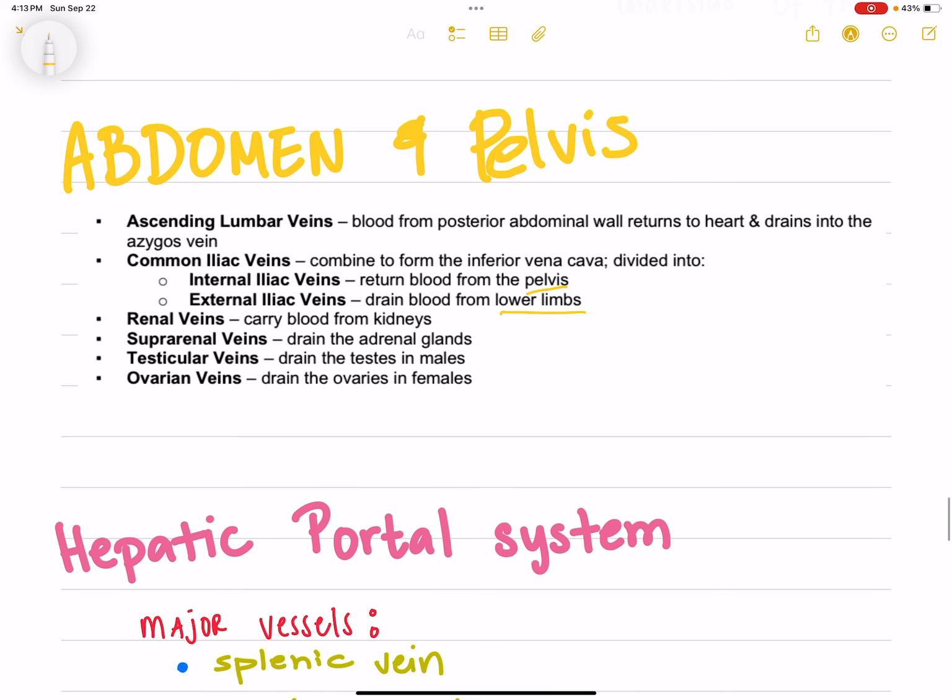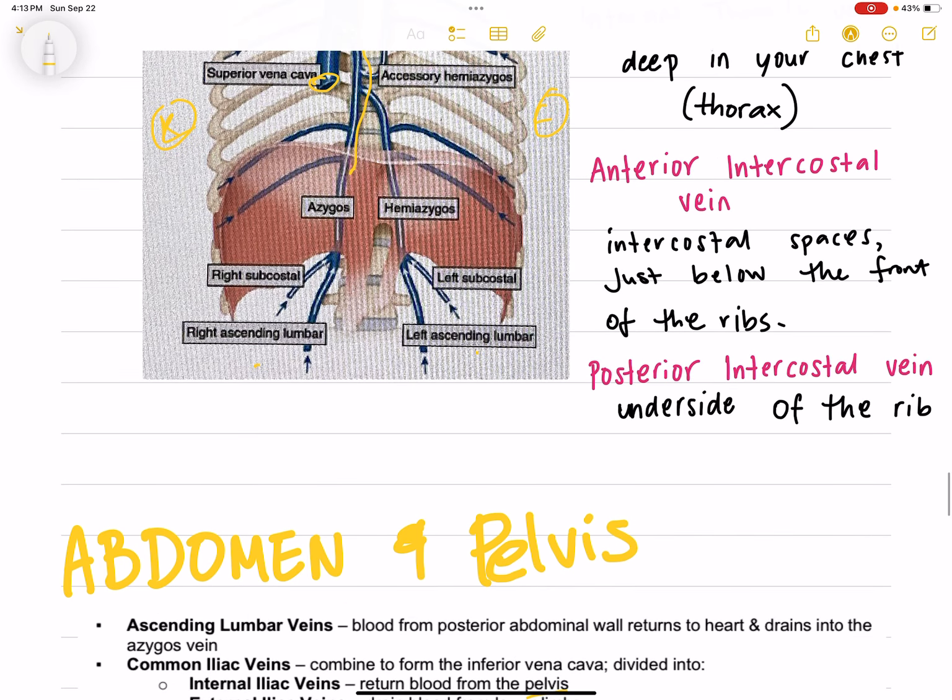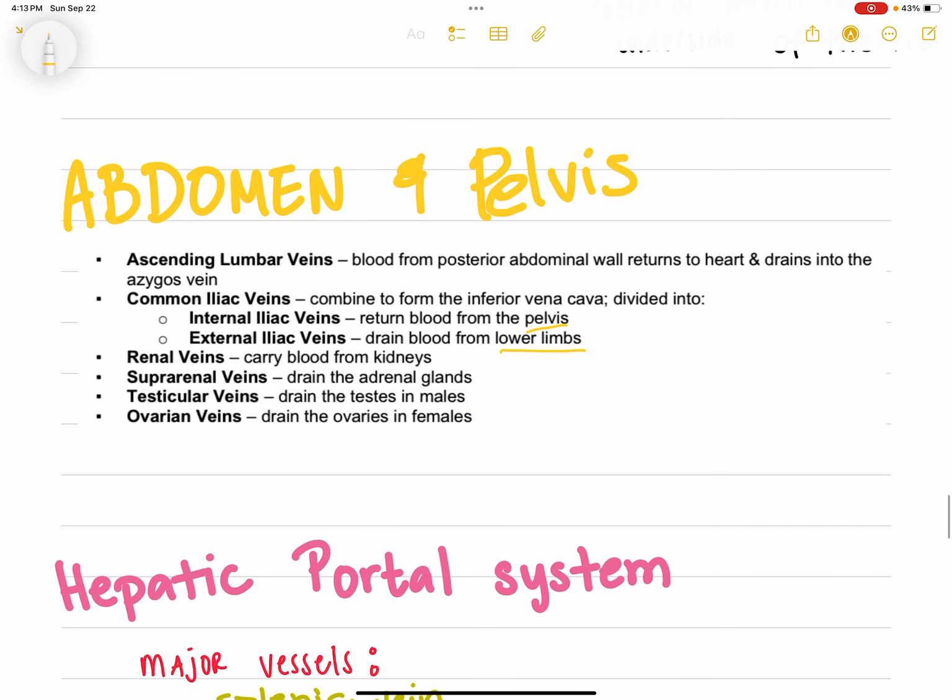So ang renal vein, so ga-carry blood from kidneys. So kung ma-drawing kita di sang kidneys, ga-connect na siya sa kidneys naton. Ang suprarenal veins drains the adrenal glands. Ang testicular drain the testes in males, and ovarian veins drain the ovaries in females.